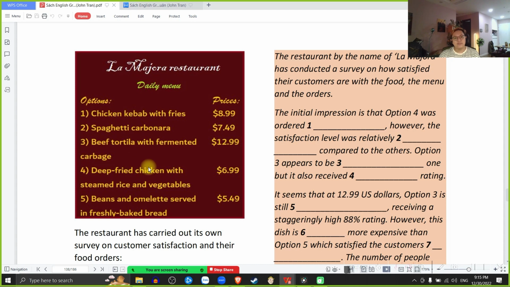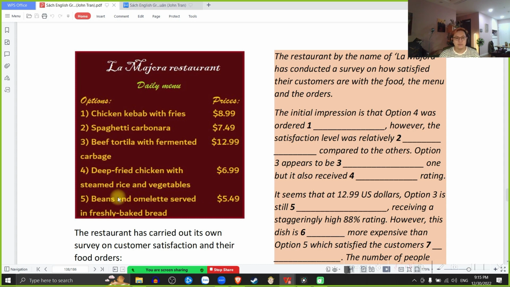Okay, number 4. Deep fried chicken with steamed rice and vegetables. Deep fried chicken with rice. Steam means you cook it with water vapor, and vegetables.